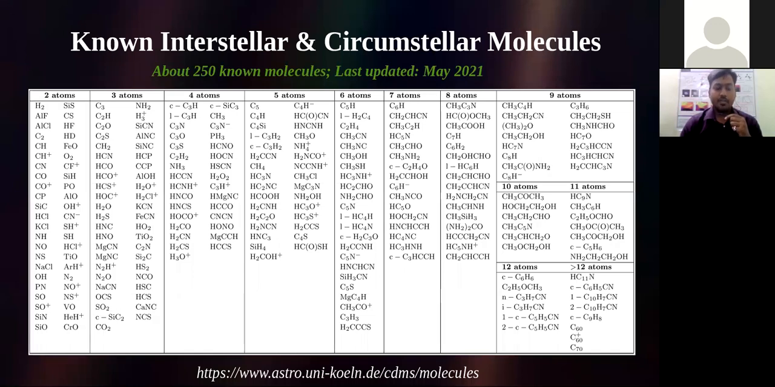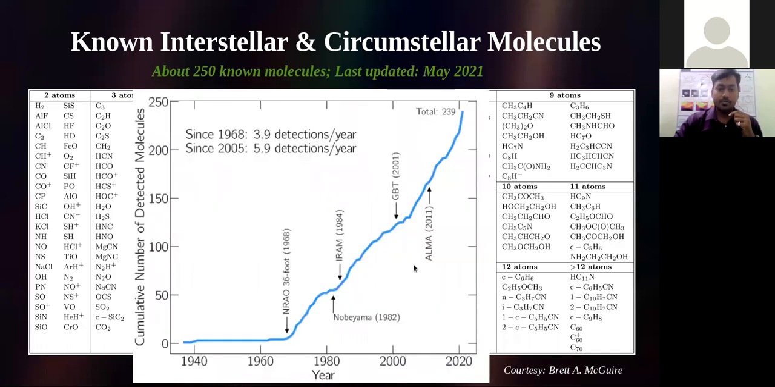So this is the list of known interstellar and circumstellar molecules. Almost 250 molecules have been discovered in ISM and CSM. The list is available on the CDMS website, and it includes molecules from diatomic up to 70 atoms. In this plot, you can see the cumulative number of detected molecules year-wise, from the first detections around 1937 to 1940 to the recent 2020, almost 250 molecules have been detected. It is more than 245, and in the last 15 years, that is since 2005, the rate of detections is 5.9 per year.